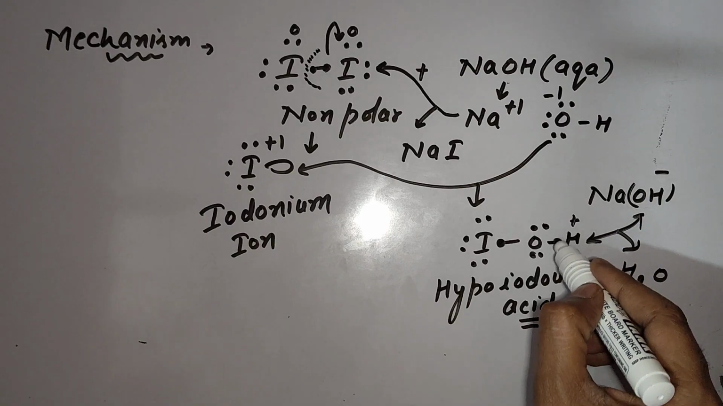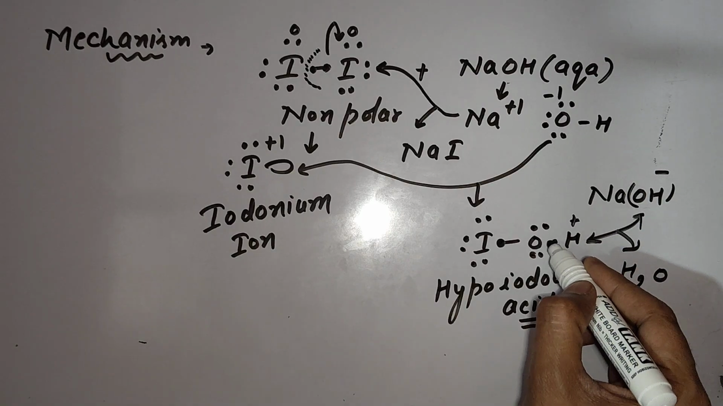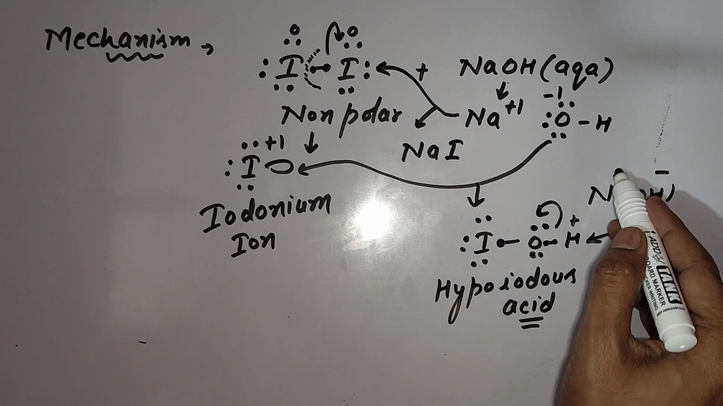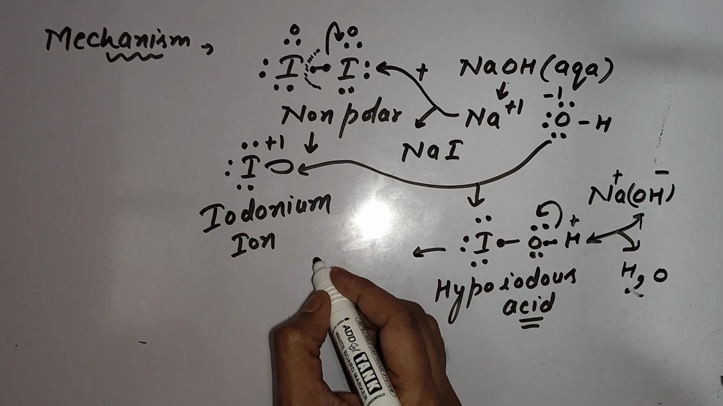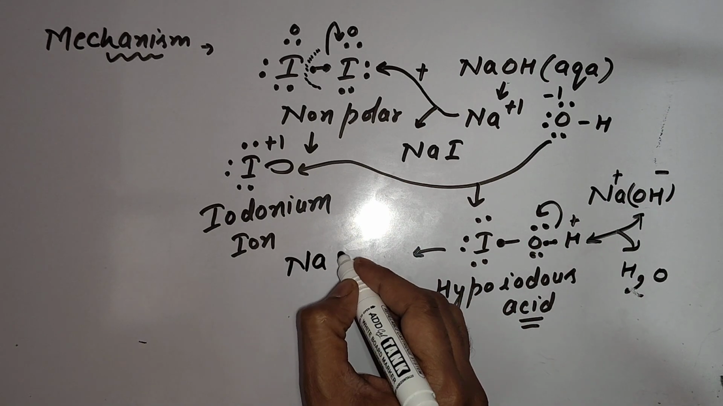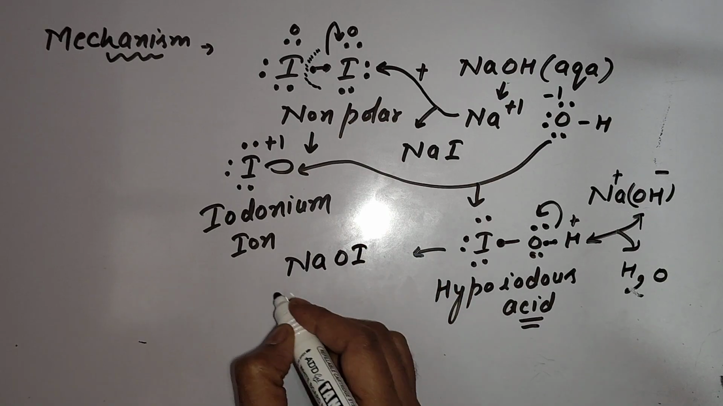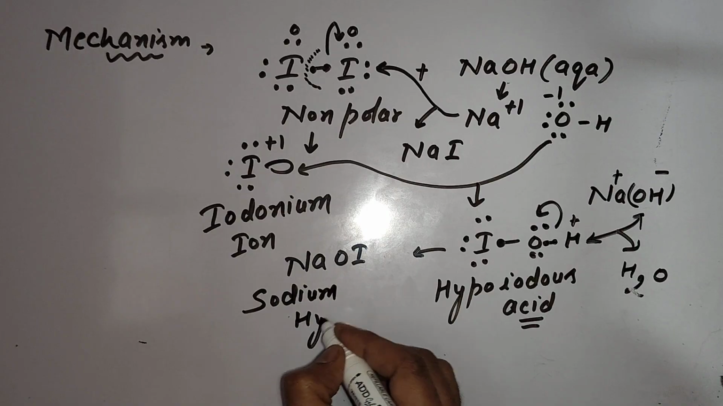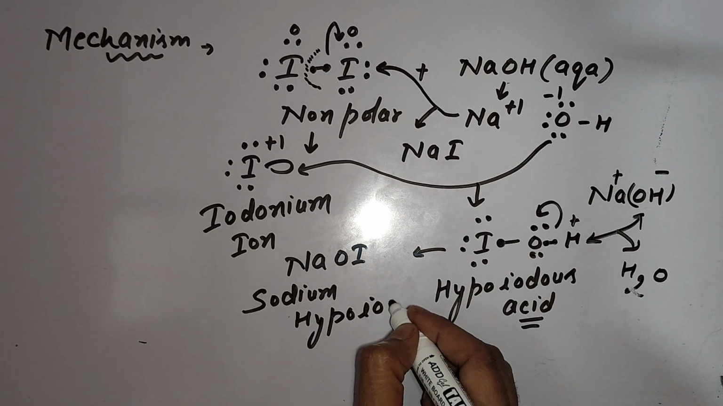And because the hydrogen and oxygen bond will break, electrons will transfer completely toward oxygen, so oxygen will become negative, which will be balanced by this Na positive. So here we will have another particle, NaOI, sodium hypoiodide.